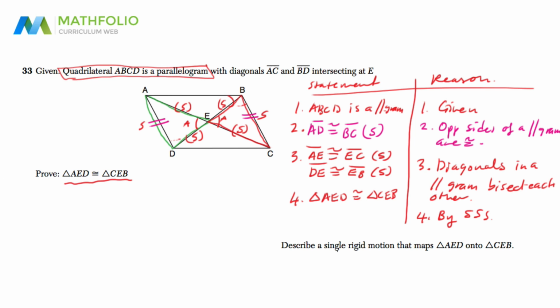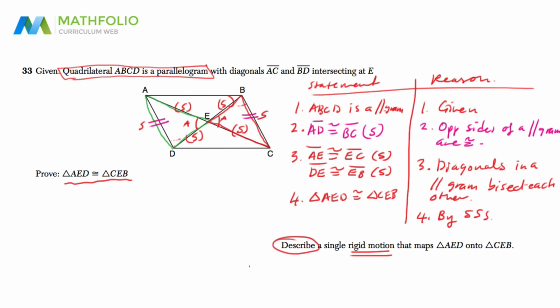Next, it says describe a single rigid motion. So remember, rigid motions or isometries, it's not the evil transformation, the dilation, which stretches or shrinks. Rigid motions are rotations, reflections, and translations alone. So how can we get AED, A to E to D, onto C to E to B? And it wants us to describe it.